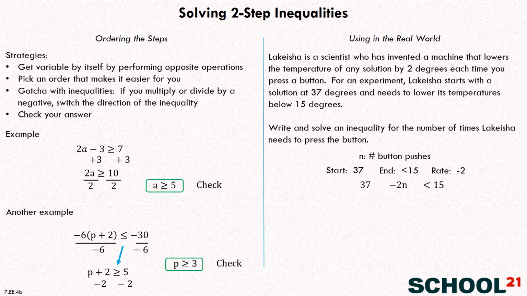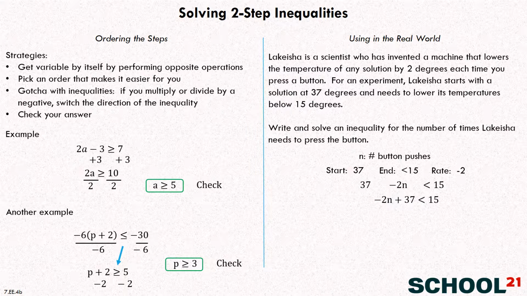Do you see that if we put 1 in for n, that would take the 37 down by just 2 degrees? Put 2 in for n, 2 times negative 2 is negative 4. That would take the 37 down by 4 degrees. So this inequality is a great capture of this situation. We probably want to switch the order so that we have the variable term first, like in the examples over here. If we rewrite this inequality, we have negative 2n plus 37 is less than 15. Now we have something very similar to what we've solved on the left-hand side of the screen, so let's go ahead and solve that.